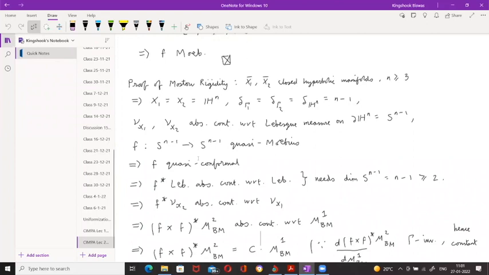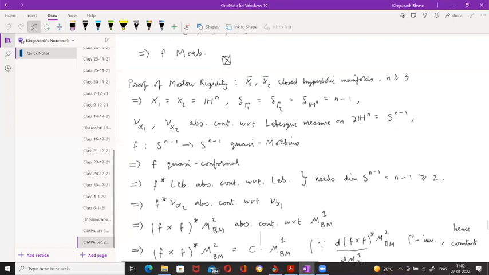What we need to know is that, and this is where we need n greater than or equal to 3, if the dimension of Sn minus 1, which is n minus 1, is greater than or equal to 2, then quasi-conformal maps pull back Lebesgue measure to a measure which is absolutely continuous with respect to Lebesgue measure. In other words, they map zero Lebesgue measure sets to zero Lebesgue measure sets. But what does this mean? Since Lebesgue measure and the Patterson-Sullivan measures are absolutely continuous with respect to each other in this case, the pullback of Patterson-Sullivan measure nu x2 will be absolutely continuous with respect to Patterson-Sullivan measure nu x1.